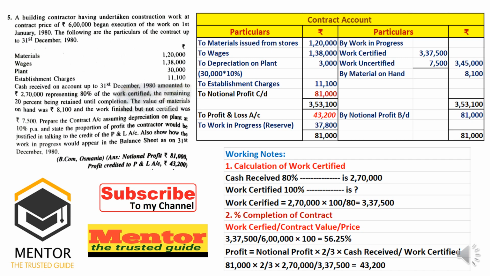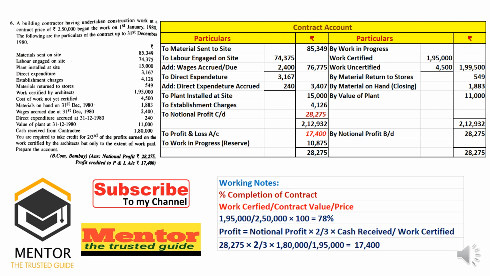So we'll take up the next question. The 6th question was also given as an exercise problem in the last video, that is the second video. In this question it is a very simple problem. Everything is given in the question. Material sent to site. On the debit side you find labor engaged on site plus accrued wages, in the sense outstanding wages, 74,375 plus 2,400, 76,775 as total wages, paid as well as accrued, that is outstanding or due. Direct expenditure as well as outstanding together 3,407.